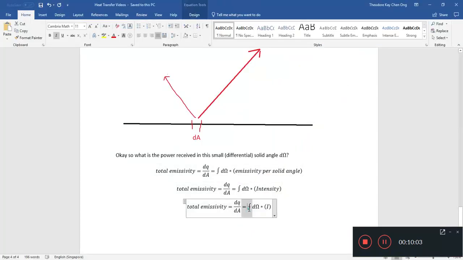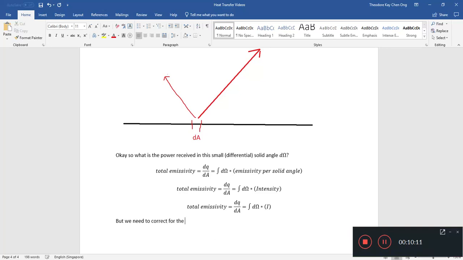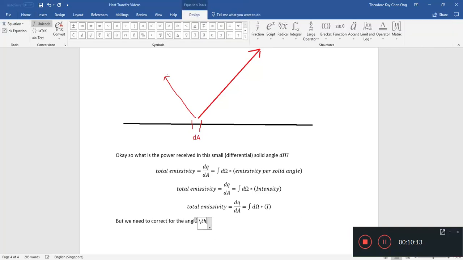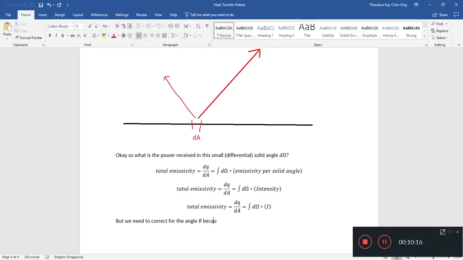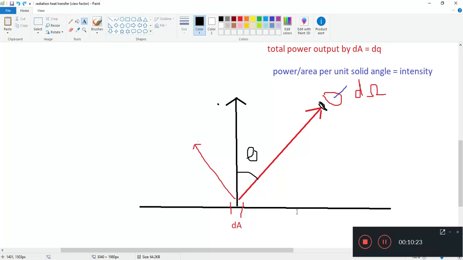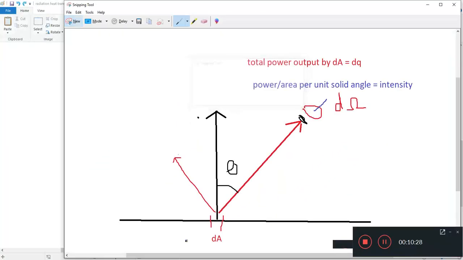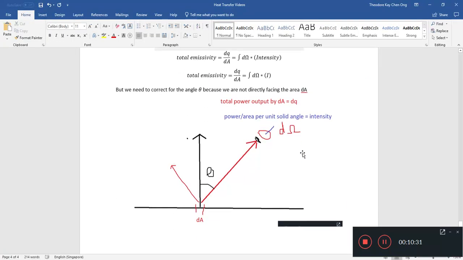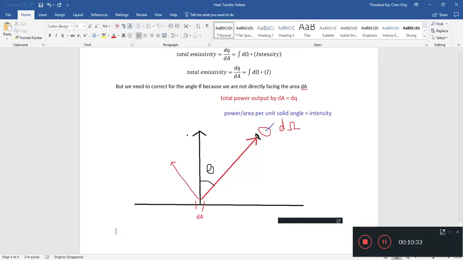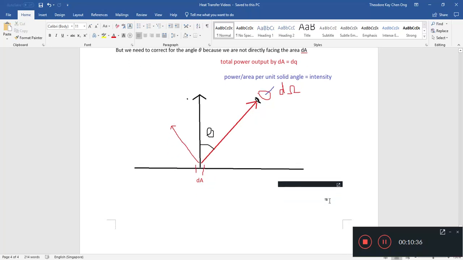Okay, so we write, but we need to correct for the angle theta because we are not directly facing the area dA. Alright, I'm going to snip this over. Just ignore that little box at the corner. Okay, so we need to correct for this angle.